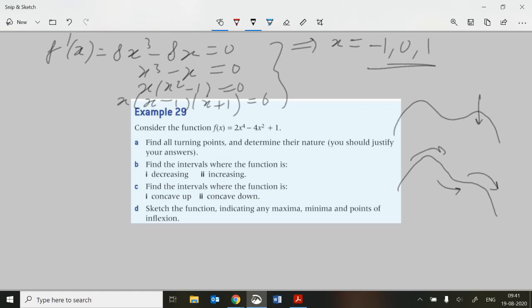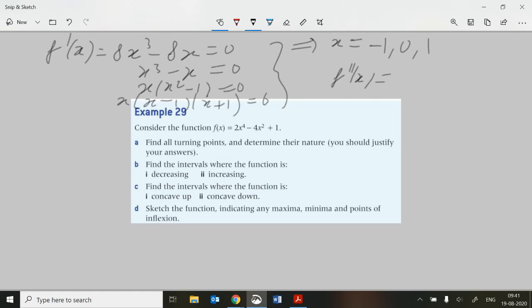Now in this case, we can see that we actually have 3 turning points though. So we know that we've got a W shape, something like this. It's not necessarily symmetrical. Okay, so we need to work out their nature. So at this point, let's work out f double dash of x. That will tell us the nature of these turning points.